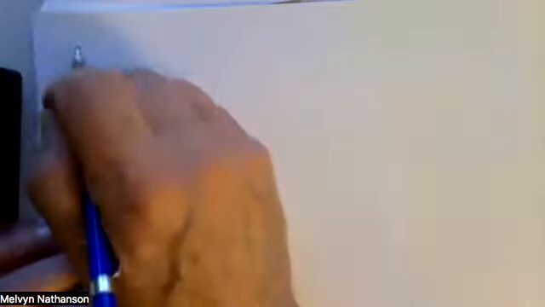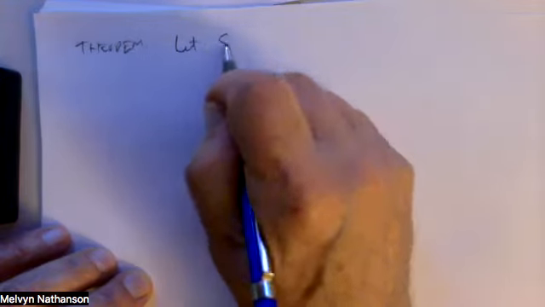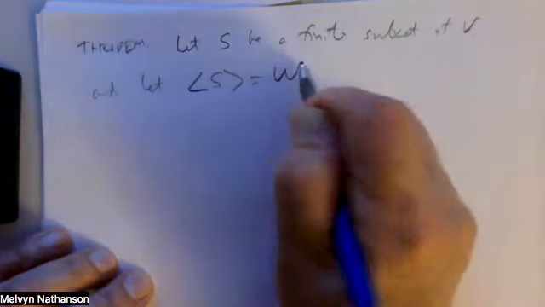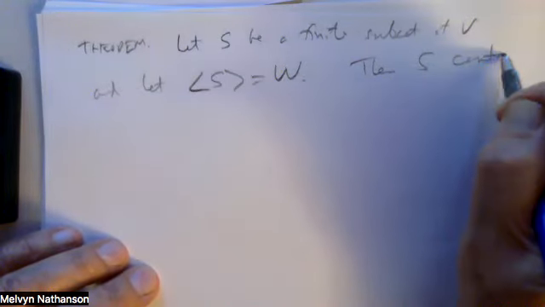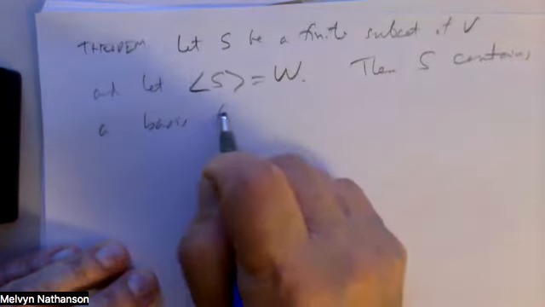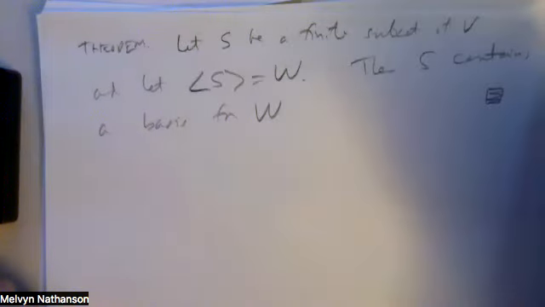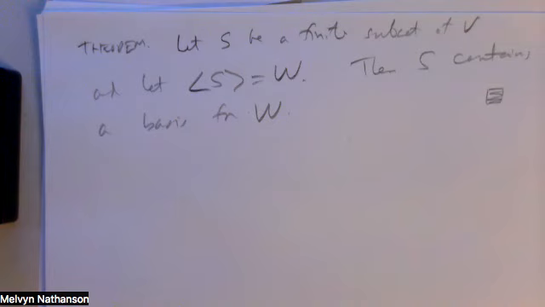So I could restate what I just proved as follows. This is, let's say, a theorem. Let S be a finite subset of V, and let the subspace generated by S be called W, then S contains a basis for W. Okay. So now let's prove the big theorem.